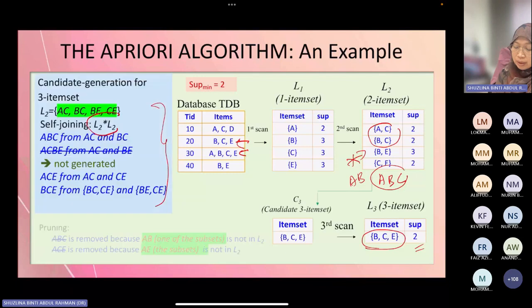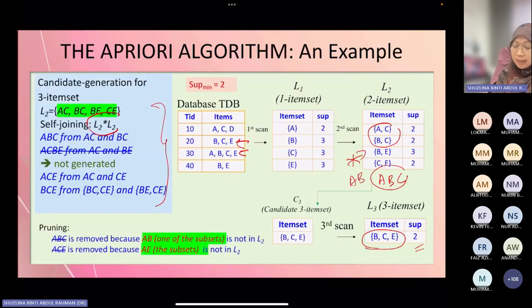So that is how we generate from K equal to 1, K equal to 2, K equal to 3. And then, shall we proceed? We have to terminate here, right? Because this is the only step that we have produced. Okay, now the first step is finished, where we have generated and created the frequent patterns.